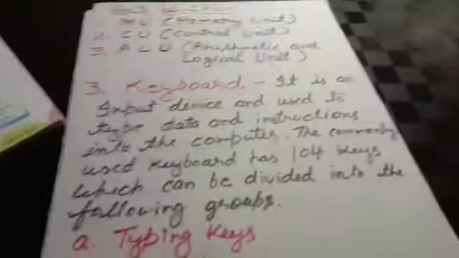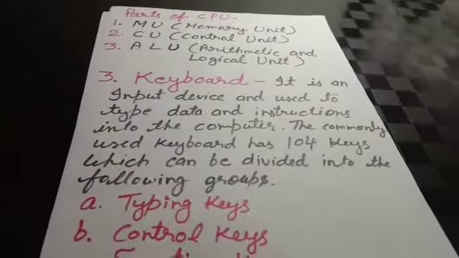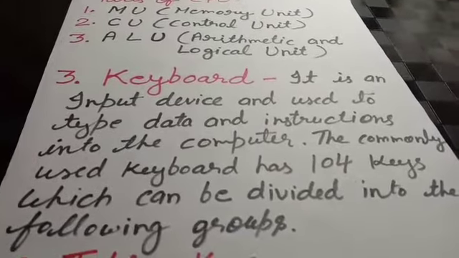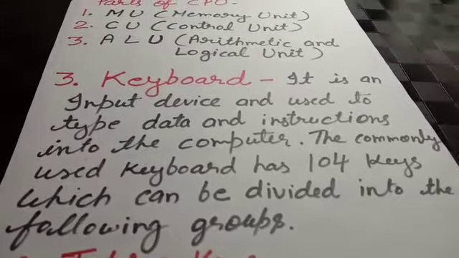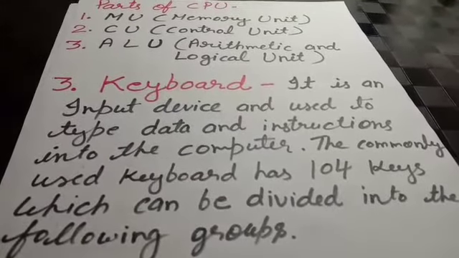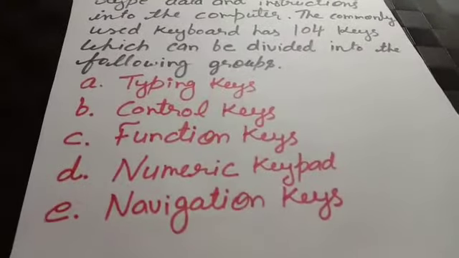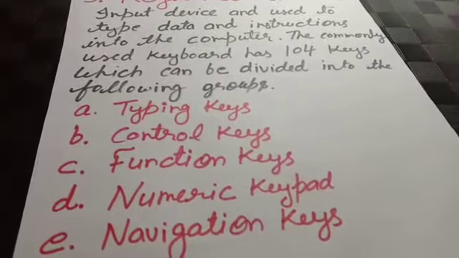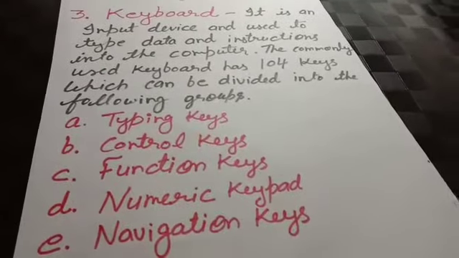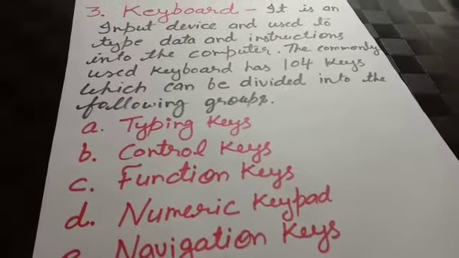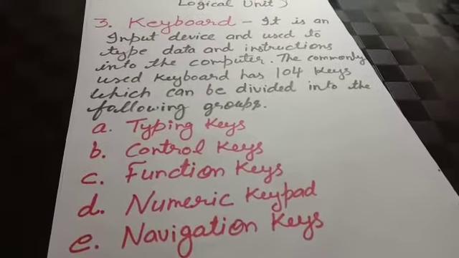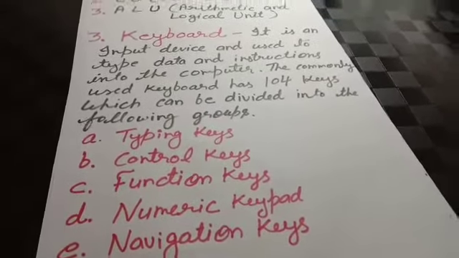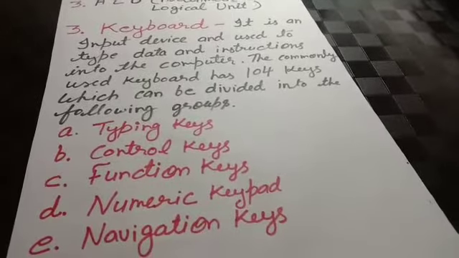Next is keyboard. It is an input device and used to type data and instructions into the computer. The commonly used keyboard has 104 keys, which can be divided into the following groups: typing keys, control keys, function keys, numeric keypad, and navigation keys. A keyboard is an important input device. Whatever the instructions, whatever the calculations you want to do in the computer, that is typed by the keyboard only. It is a very important device. By this only you can give the instructions to the computer.